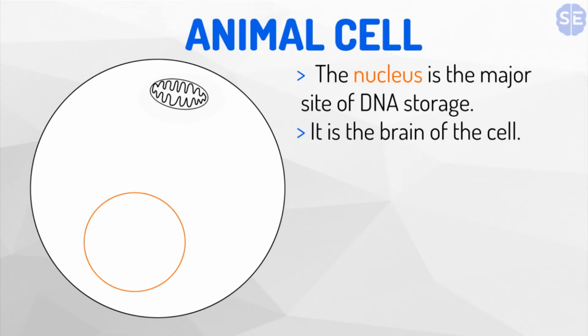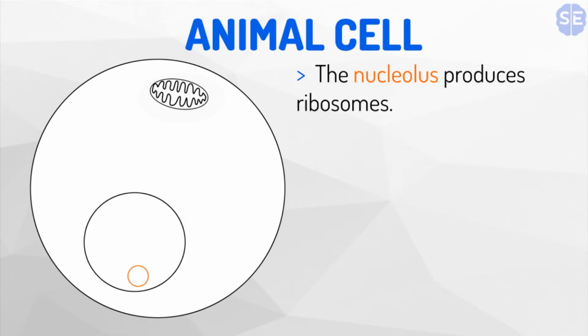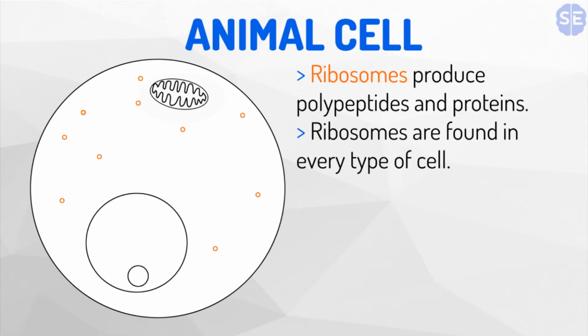The nucleus is the most distinguishable organelle under a light microscope. It is involved in the storage of DNA in the cell. As DNA encodes all proteins necessary in a cell, it can be considered the brain of the cell. Inside the nucleus is the smaller nucleolus. The nucleolus is responsible for the production of ribosomes.